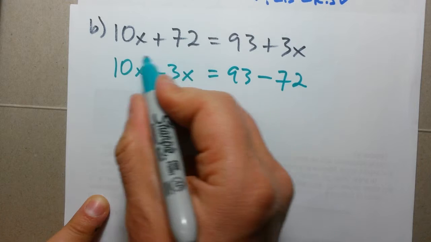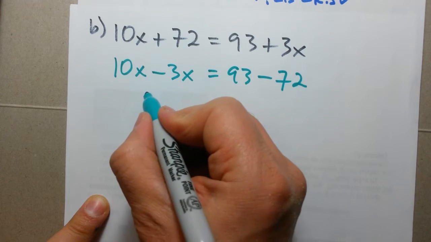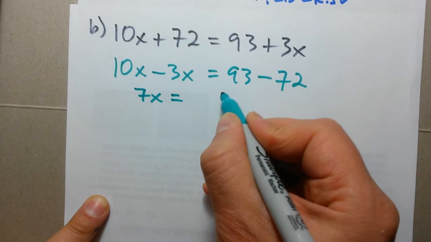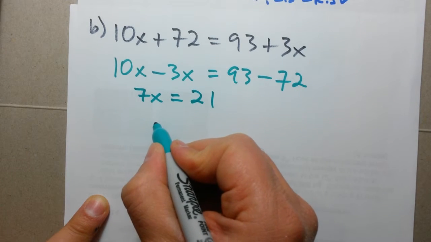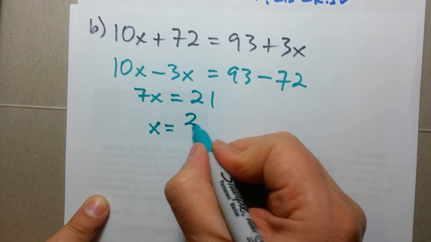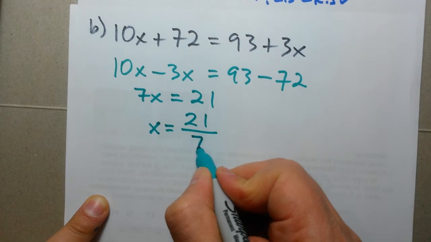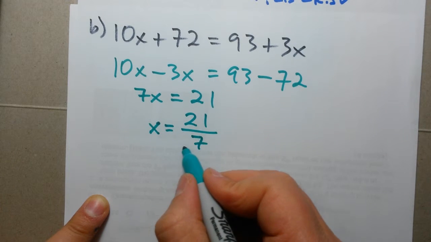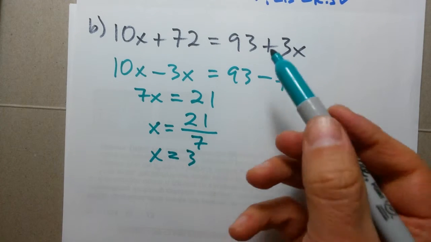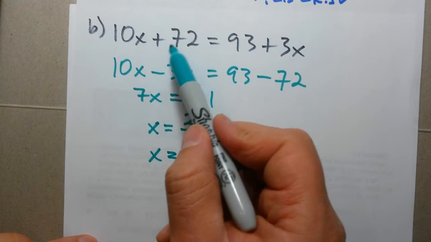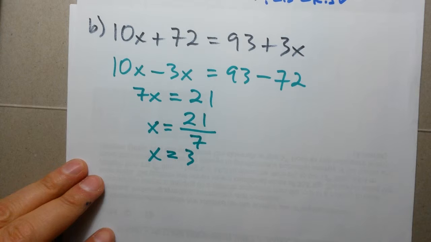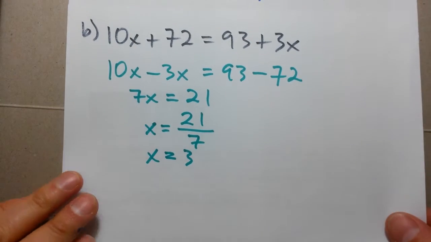Now let's collect like terms, add and subtract like terms. 10x minus 3x becomes 7x. 93 minus 72 becomes 21. x equals, we need to get rid of the 7. The 7 is multiplying, so it will be dividing on the other side. 21 divided by 7 gives us 3. So that's the answer. And if you substitute, you can check it yourself. Substitute on the left side and on the right side, and you should get the same answer on both. Let's look at another example.